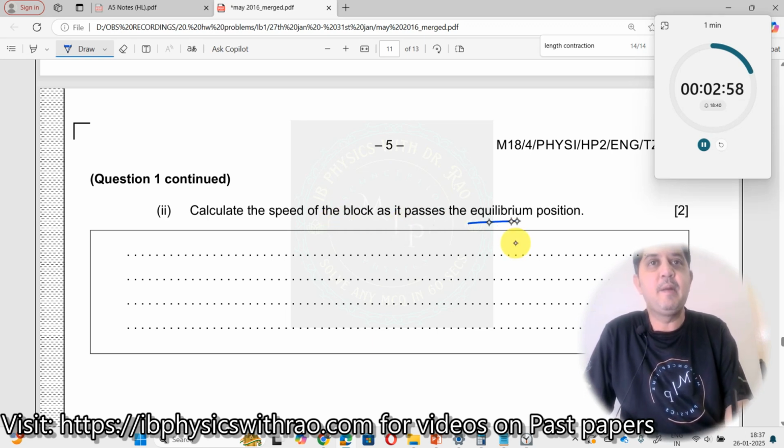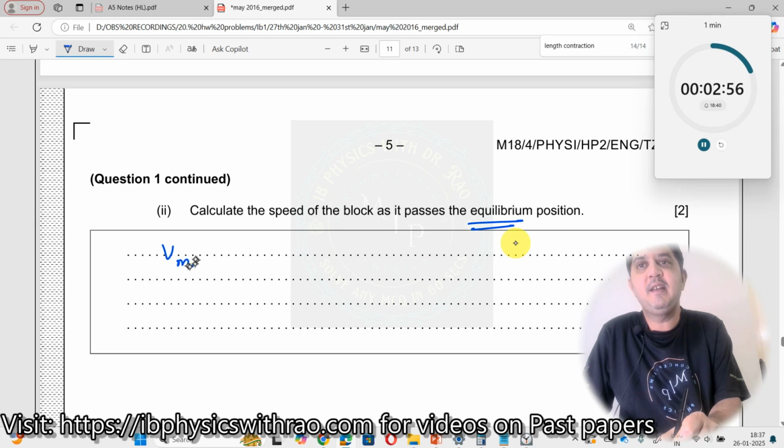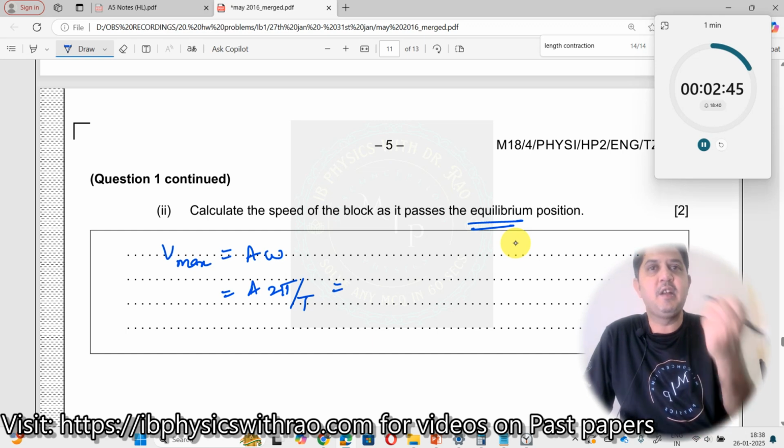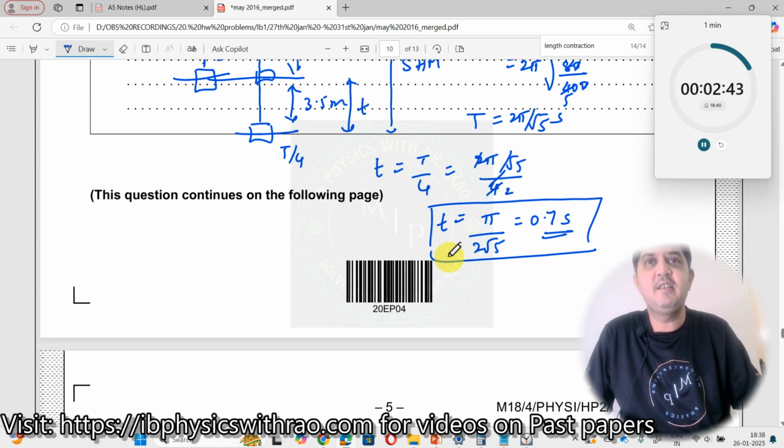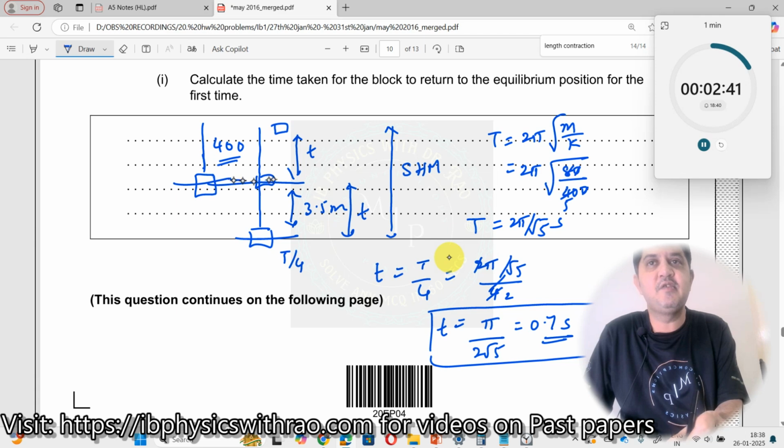At the equilibrium position, what will happen? The speed is seen to be maximum. So what is the formula here? This should be A times omega. What is A? Amplitude. What is omega? 2 pi divided by T. Do I know all these parameters? Definitely we know. What is A? Let us see here. This was your equilibrium position. From here it has been pulled downwards. So this value is nothing but A.